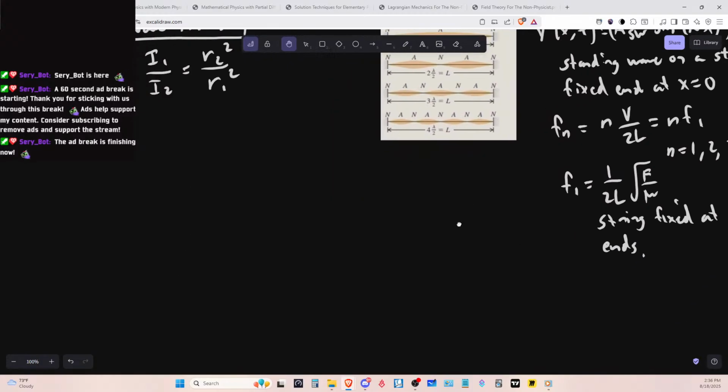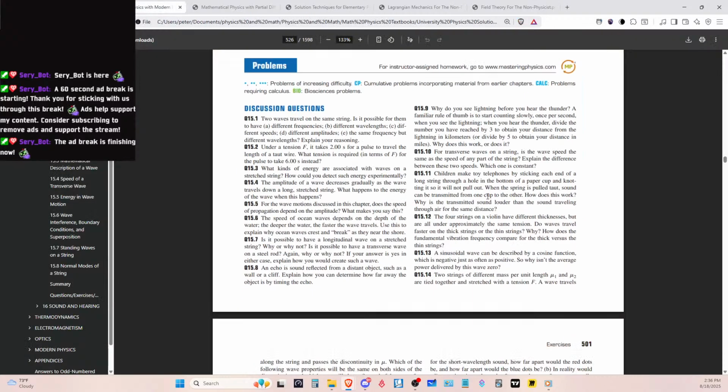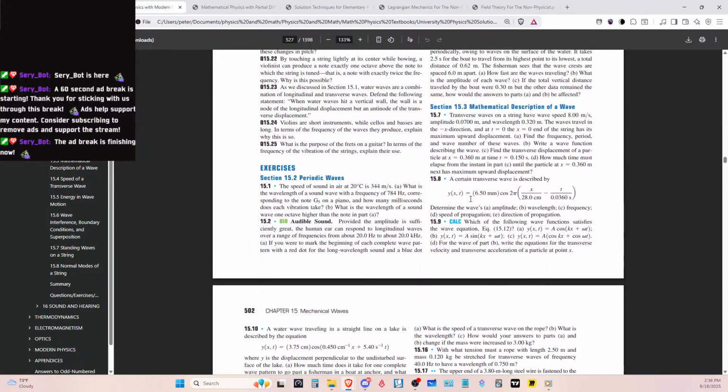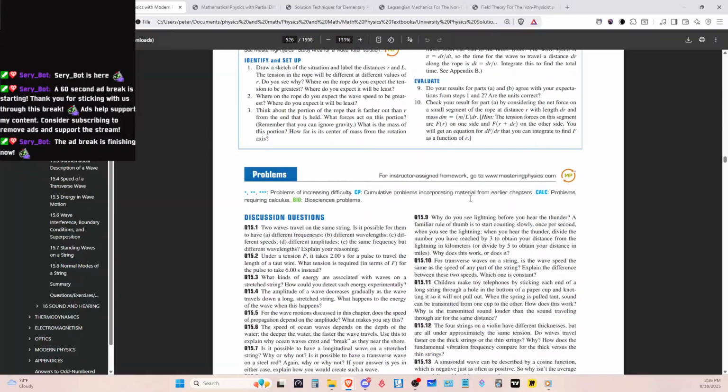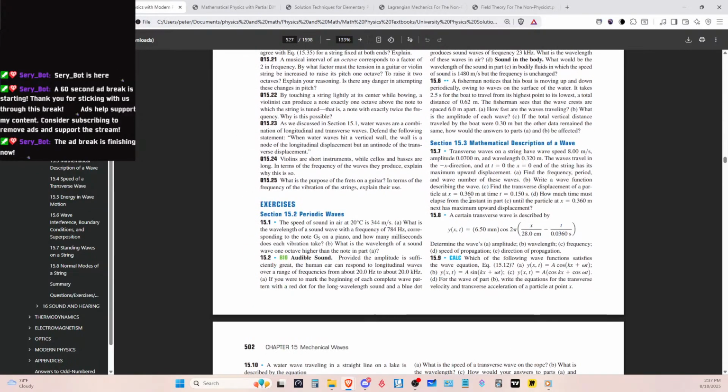Okay, so I think now we can actually get into looking over what problems they have. So these are discussion problems. I want to see the actual problems. I guess they don't have one for 15.1. Okay. So I guess for the basic one, let's see what it says.